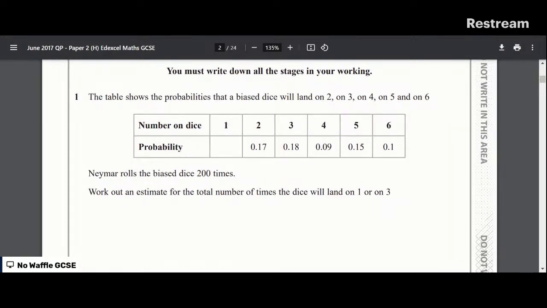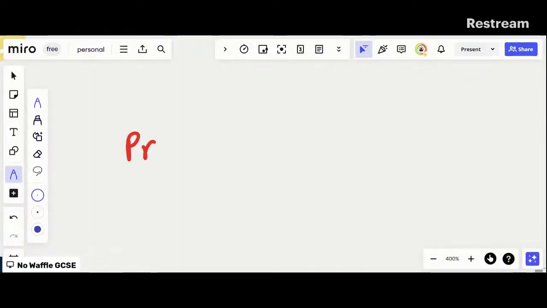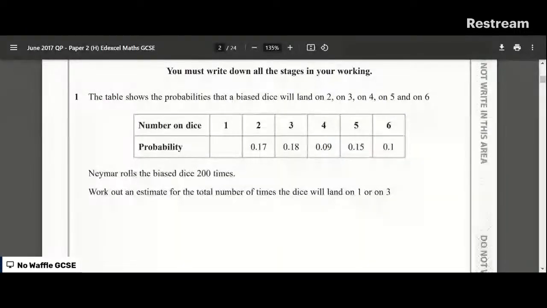So let's do this question. You've got the number on the dice, and the probability. Now, what do we know about probability? The probability of all the possible outcomes must add to 1. So first things first, we work out the probability of landing on 1.